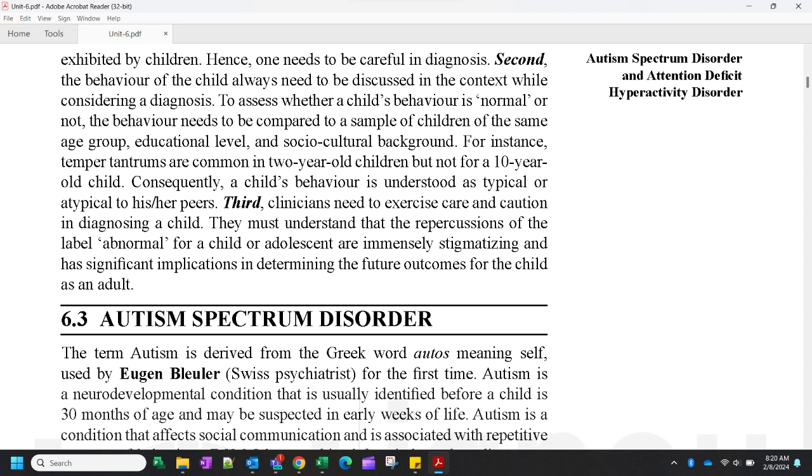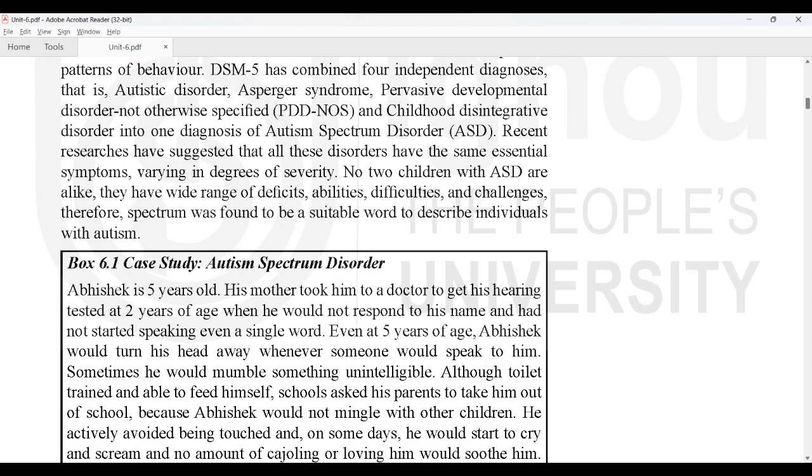6.3 Autism Spectrum Disorder. The term autism is derived from the Greek word autos, meaning self, used by Eugen Bleuler, a Swiss psychiatrist, for the first time. Autism is a neurodevelopmental condition that is usually identified before a child is 30 months of age and may be suspected in the early weeks of life. Autism is a condition that affects social communication and is associated with repetitive patterns of behavior.